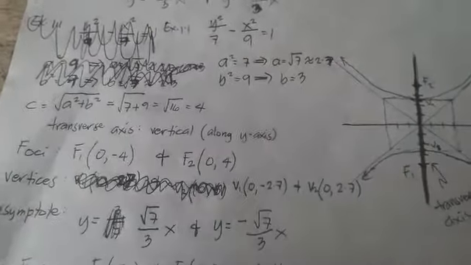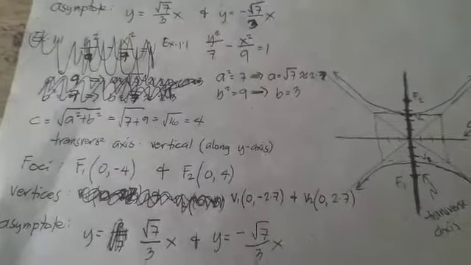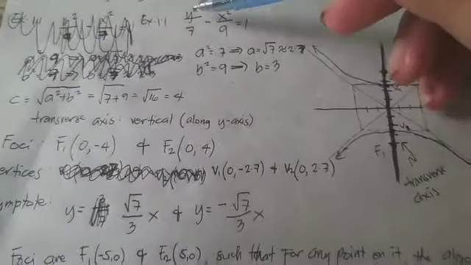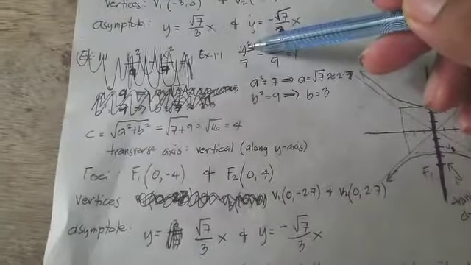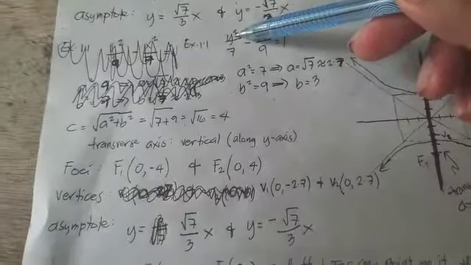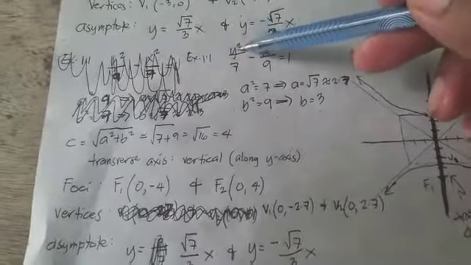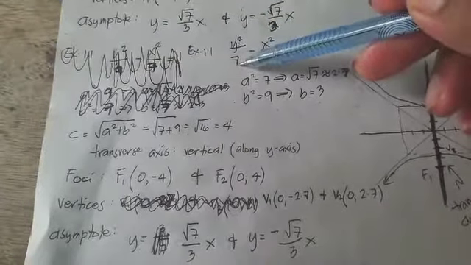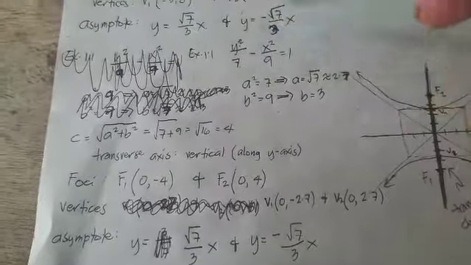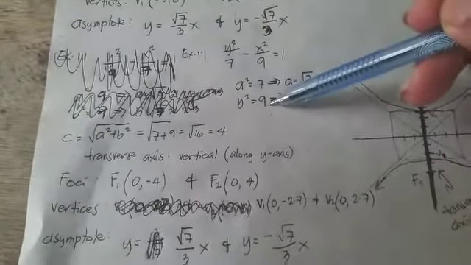So, let me give another example, which is not in your module. What if the positive term is along y? It means our transverse axis is vertical. If our transverse axis is vertical, our hyperbola will be opening upward and downward. Okay, since this is the positive, this will be our a squared, and this will be our b squared. So a squared is 7, b squared is 9.